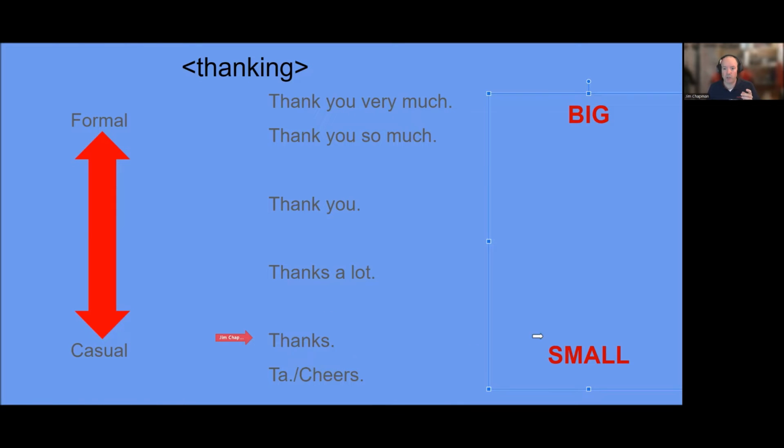Now, here's something that I want you to think about, because this is something that I've learned. So let me get rid of this guy. Let me add something else.